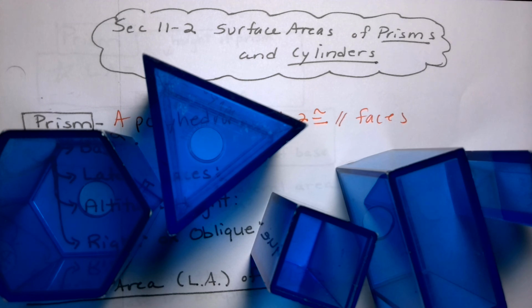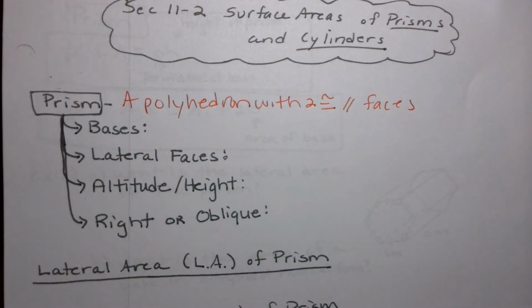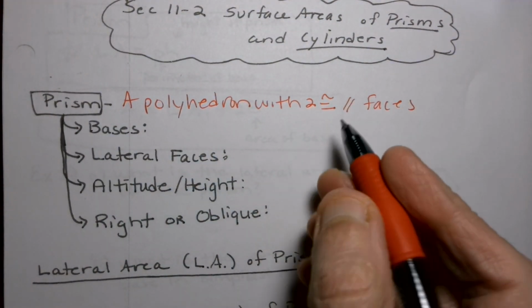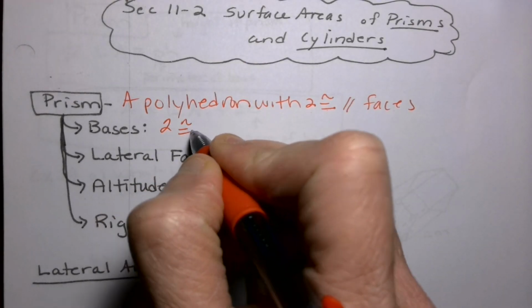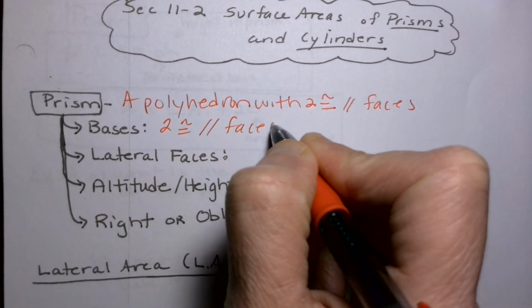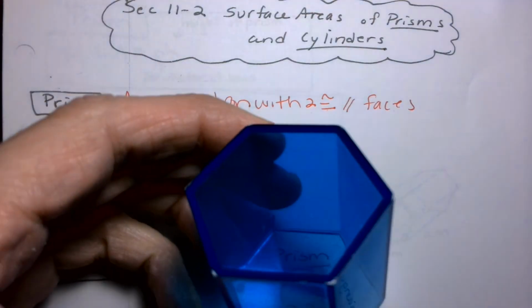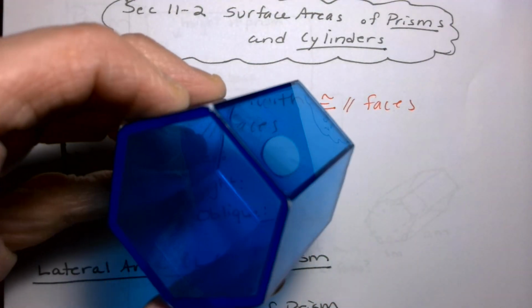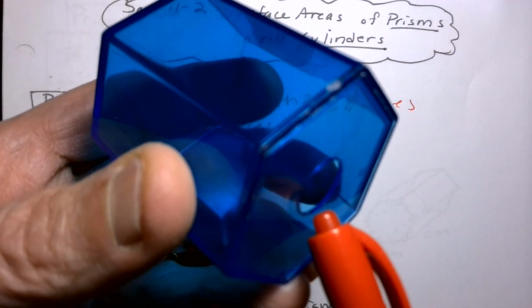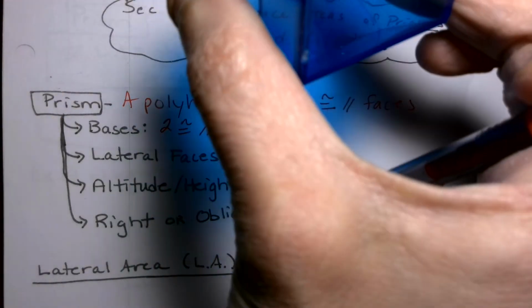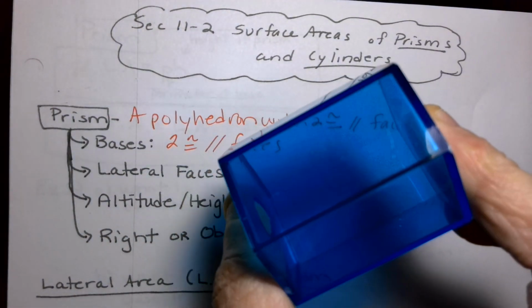So, what makes something a prism? I'll show you those more in a minute. It has bases. And the bases are the two congruent parallel faces. So when you look at this prism, the bases are right here and here. These are the two bases, the part that I'm holding here.